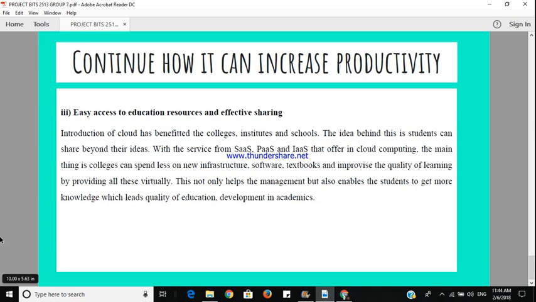This not only helps the management, but also enables students to get more knowledge, which leads to quality education development in academics.